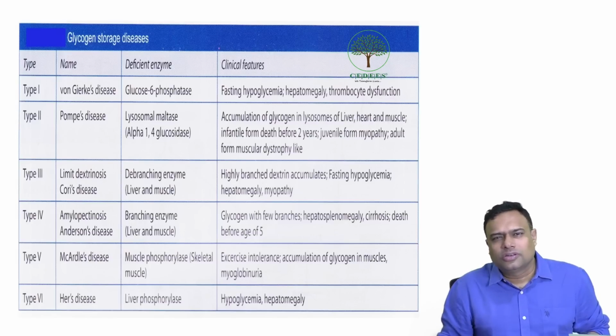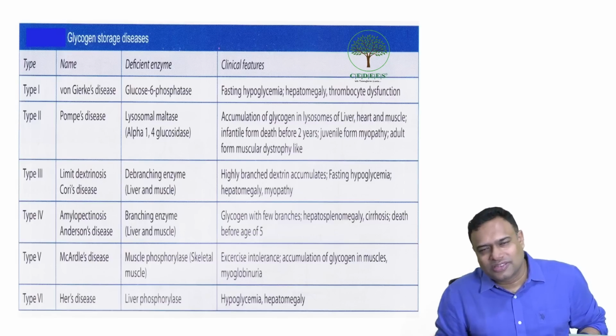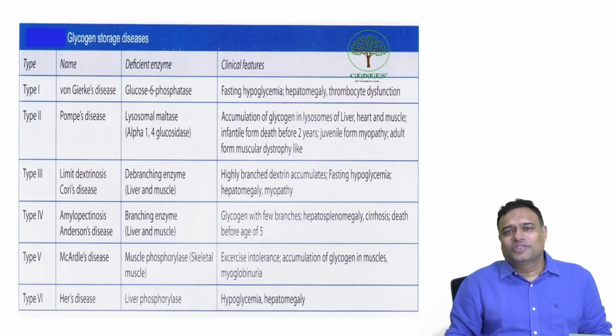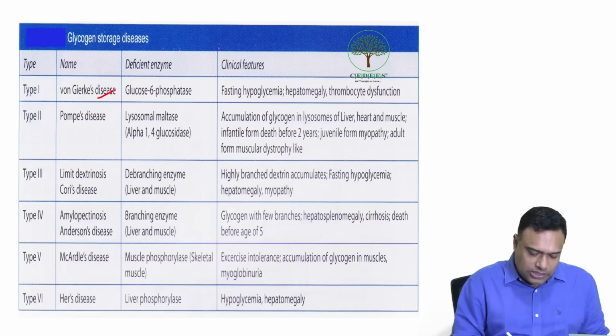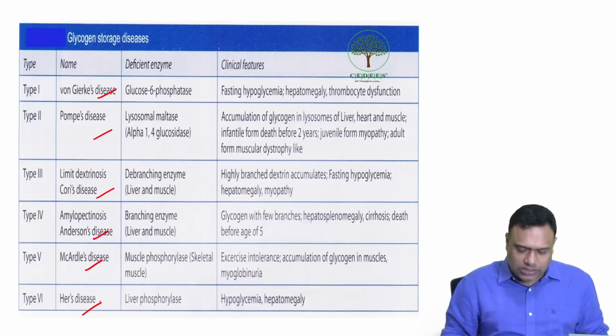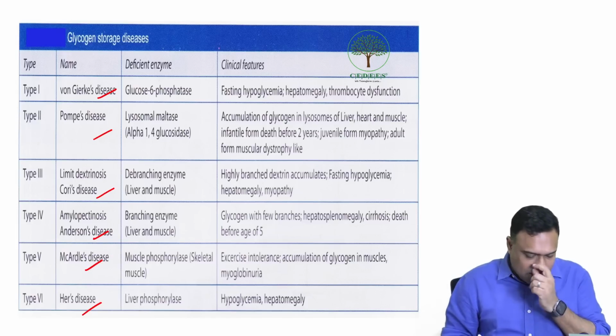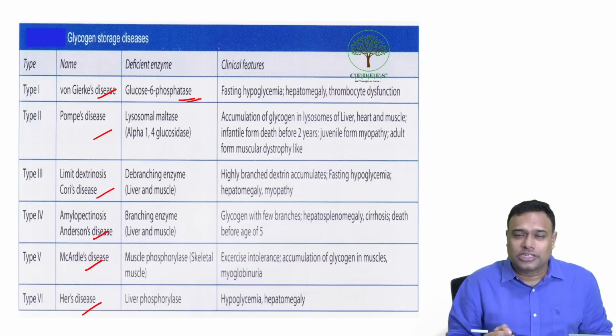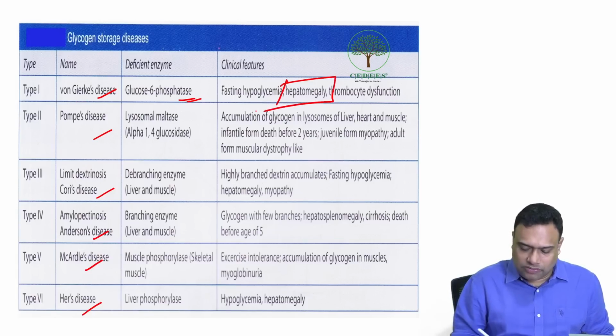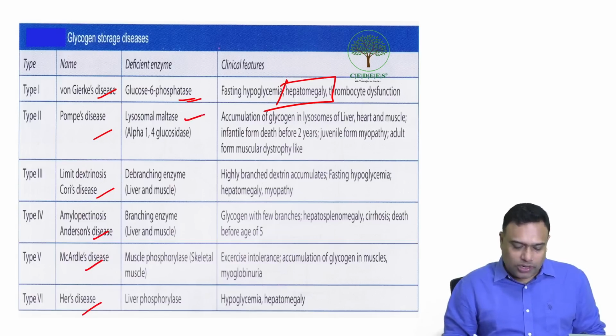Glycogen storage disorders and mucopolysaccharidosis disorders are very important, so you should remember them. I'll just touch upon these. There are 6 major types: type 1 is Von Gierke's disease, type 2 Pompe's, type 3 Cori's, type 4 Andersen's, type 5 McArdle's, and type 6 Hers. Von Gierke's disease is due to deficiency of glucose 6 phosphatase. Hepatomegaly is a very important feature. Pompe's disease is due to lysosomal maltase deficiency.